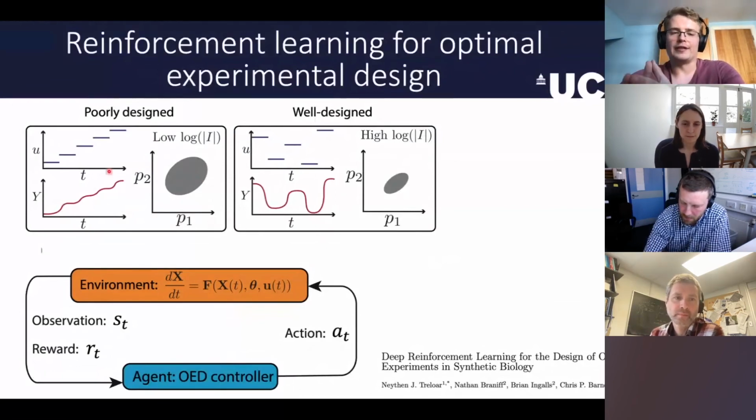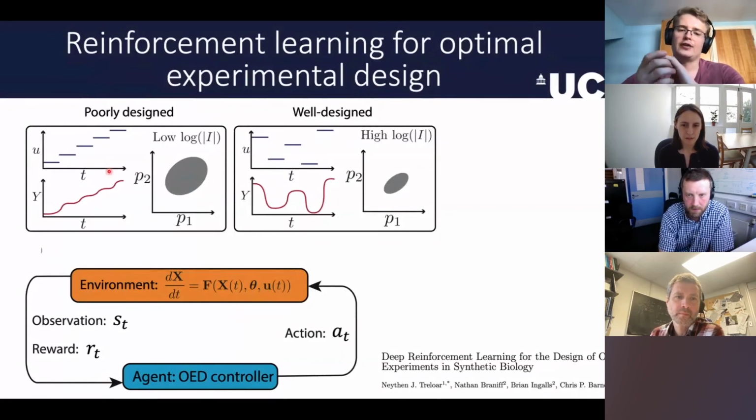And then the problem is, the thing you want to do is design those experimental inputs to gain as much information about the system as possible. So the kind of situation we looked at is if you have an ODE model of the system and you want to parameterize that model. In that situation, you want to reduce the uncertainty in the parameters as much as possible. So we have two examples of a poorly designed and a well-designed experiment.